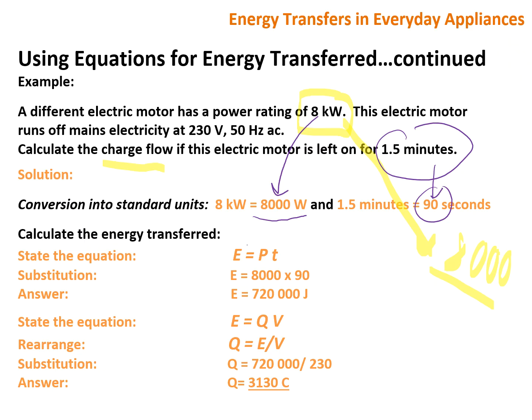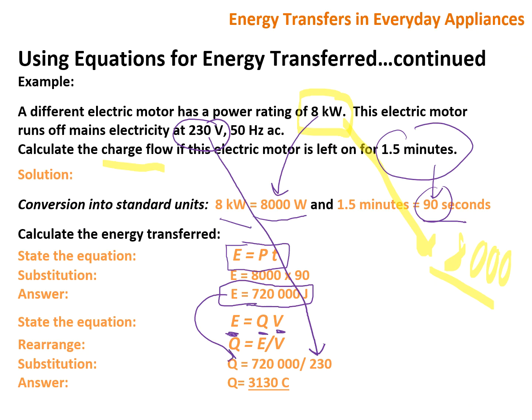So energy here, because they've given me the power and the time, I can work out the energy: 720,000 joules. And charge flow is energy, coulombs, the charge, and voltage. They've given me the voltage here. So there's my 230 volts. There's my energy from my first equation, and therefore just divide them and you get the answer.